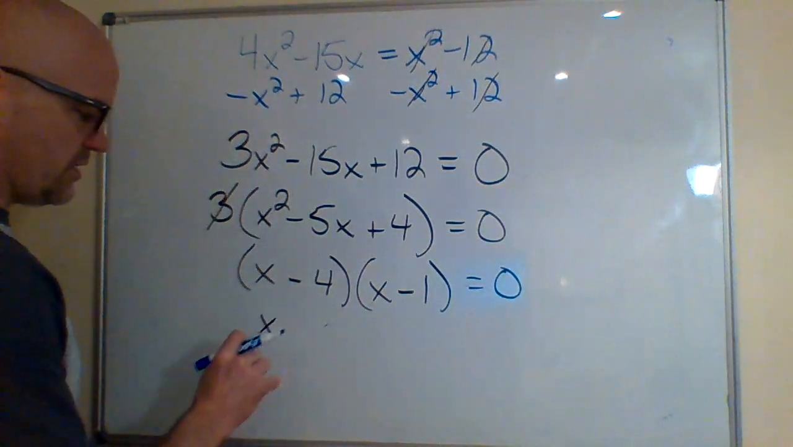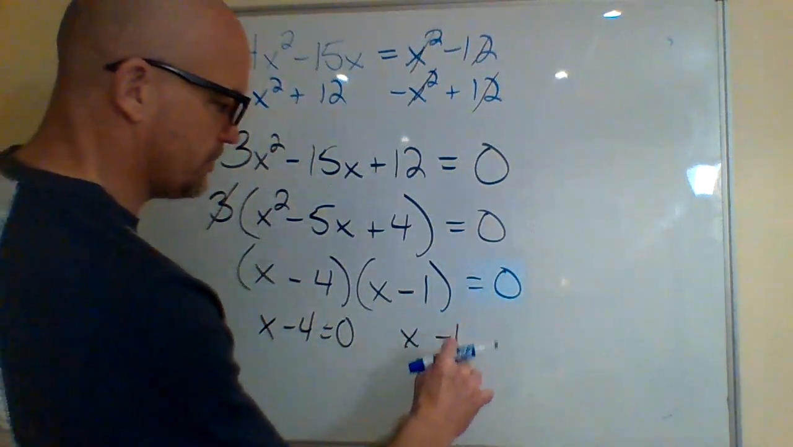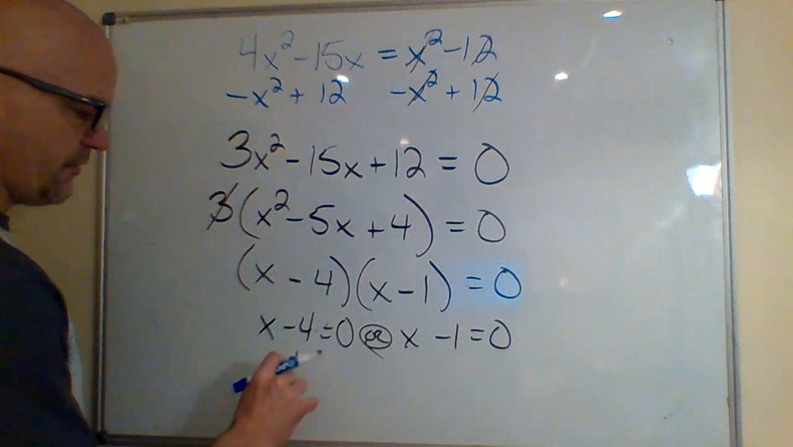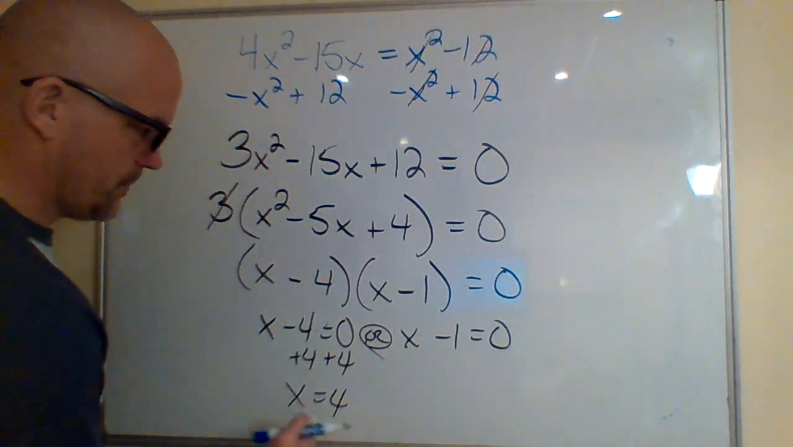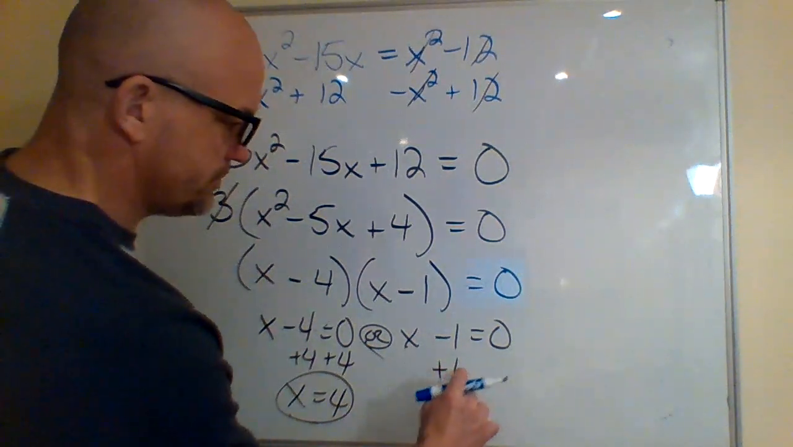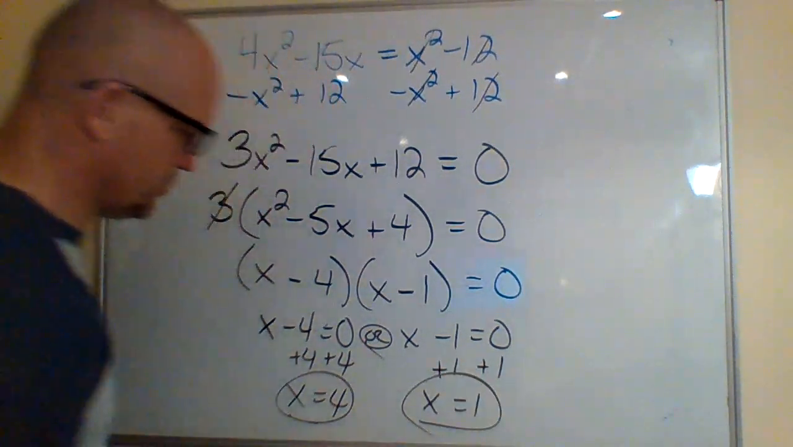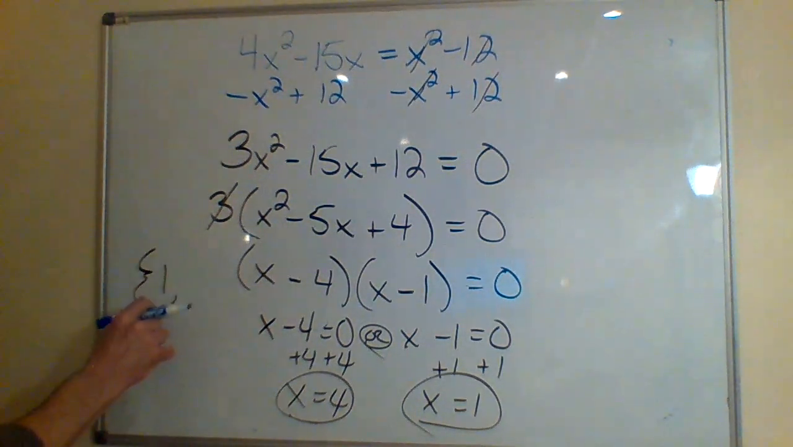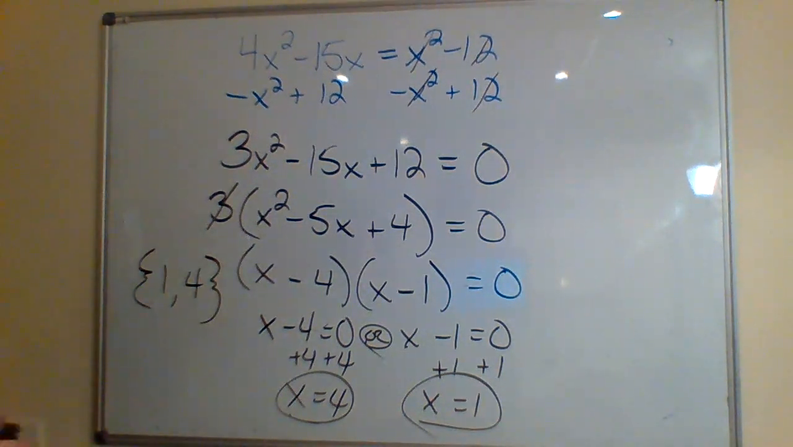Setting each one of these equal to 0 using my 0 product property. Adding 4, I have x equals 4. Adding 1, I have x equals 1. My solution set, sorry, I'm out of room, 1, 4. Guys, if it seems simple, it pretty much is.